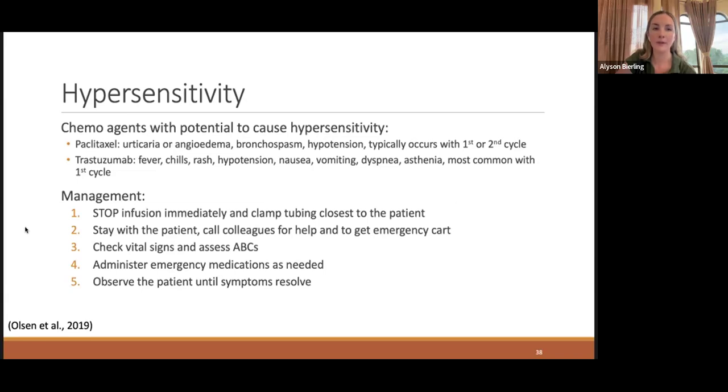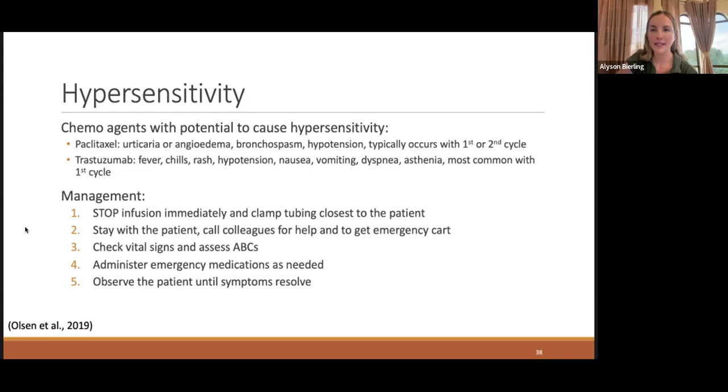So if you have noted that hypersensitivity has occurred, maybe the patient develops a fever or chills or a rash or itching, or bronchospasm, hypotension, you are going to stop the infusion immediately and clamp the tubing closest to the patient. You, of course, will stay with the patient, calling your colleagues over to help and get the emergency cart.